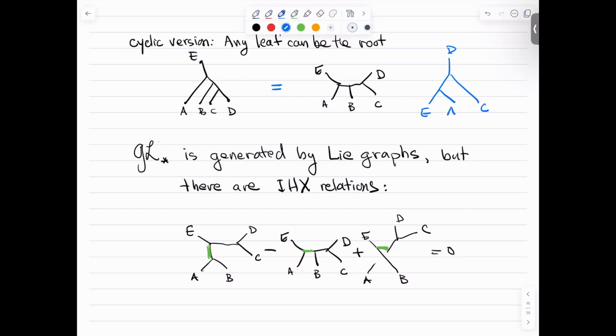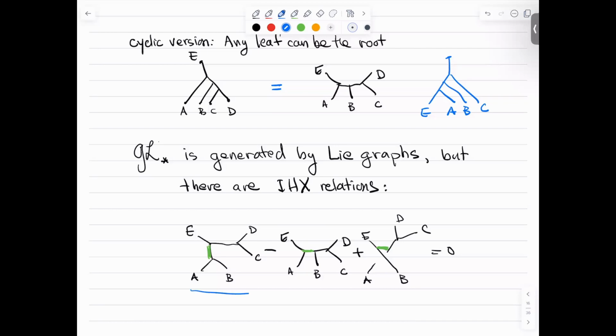Okay. I don't know what I would do, A, B, C. Right, if I wanted to be. Okay, so, anyway, it can be the root, and the graph complex is generated by these Lie graphs. Thought of without, cyclically like this. This is a Lie graph.